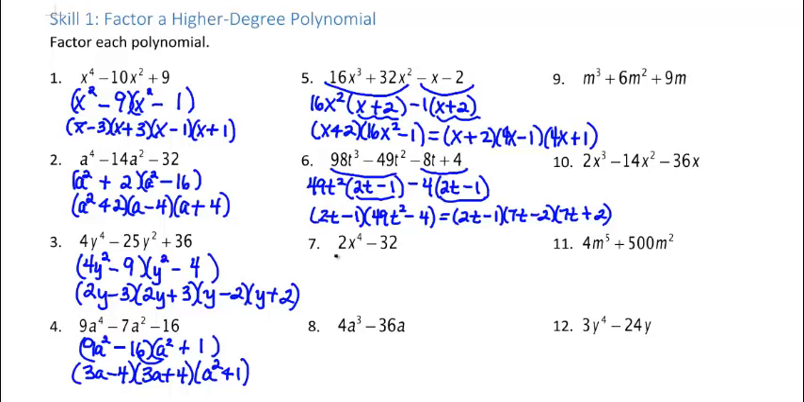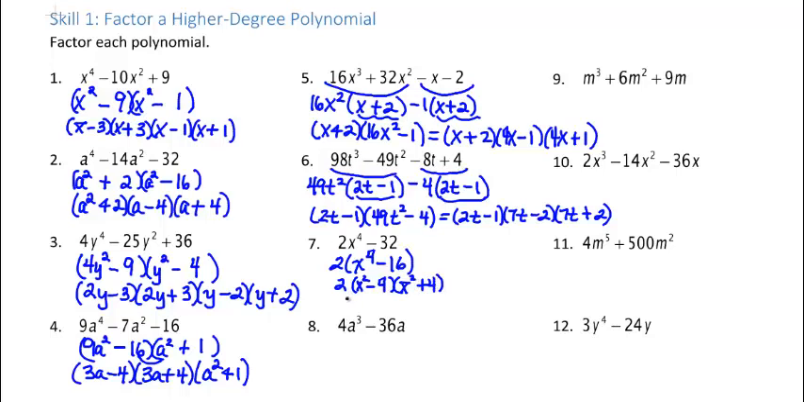Number 7 is 2x to the 4th minus 32. There's a common factor of 2. That leaves x to the 4th minus 16. X to the 4th minus 16 is a binomial that is a difference of 2 squares, so that factors as the product of conjugates, specifically x squared times x squared, and minus 4 and plus 4.